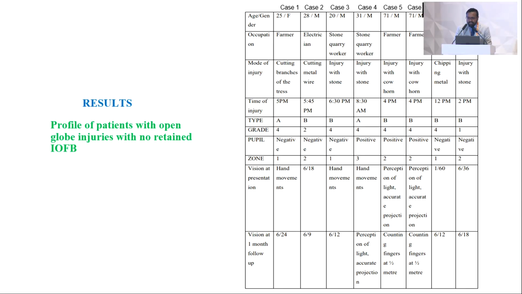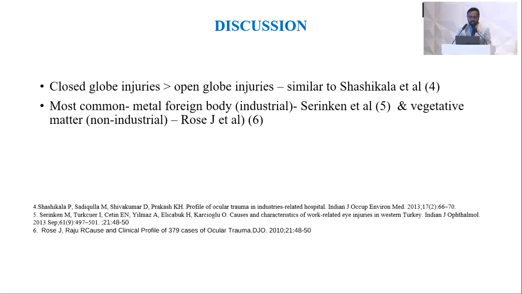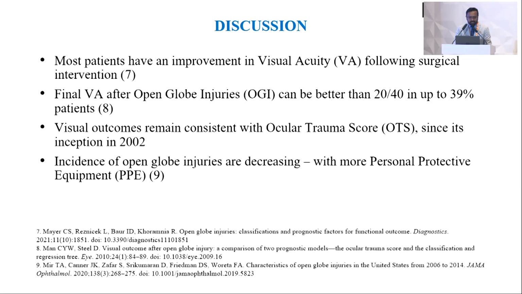The last patient is that of a farmer whose vision improved from 6/36 to 6/18, and the injury had occurred while working with stone and stone quarry. In discussion, I would like to say that closed globe injuries are more common than open globe injuries, and the most common is that of a metal foreign body in the industrial sector, and that of vegetative matter in the non-industrial sector.